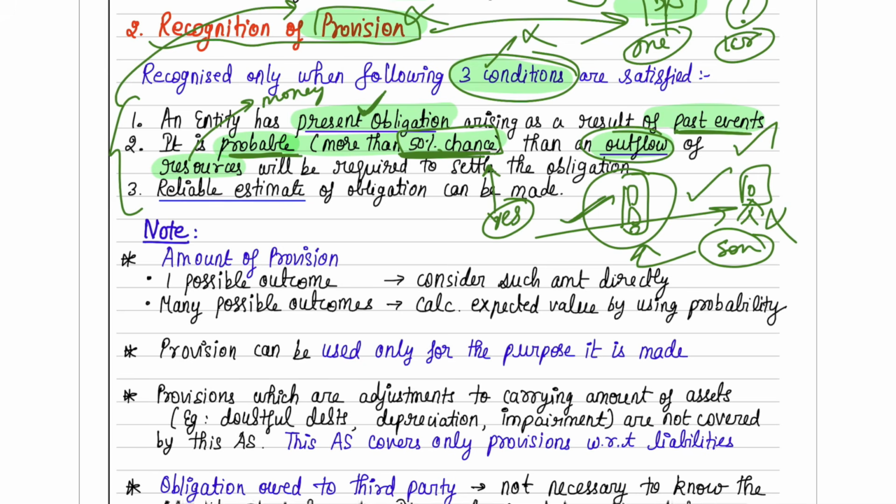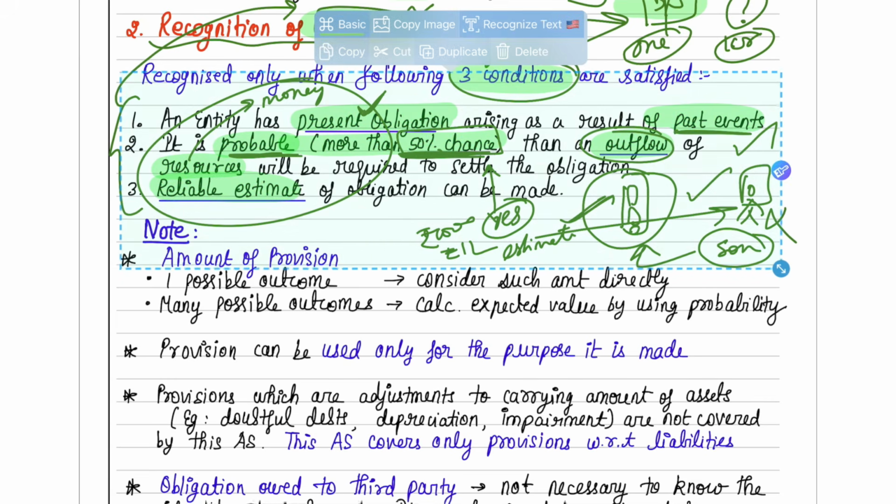Okay, then a reliable estimate should be made. So you must be able to estimate how much amount is going to go out of your pocket, which is going to be 1,000 rupees or 1 lakh rupees. If you have no clue, then how are you going to record it in your balance sheet? You'll not be able to record it, right? So you need to be able to make a reliable estimate out of it.